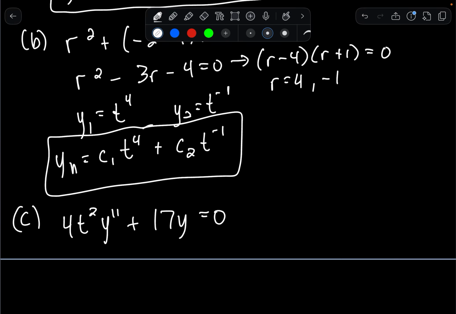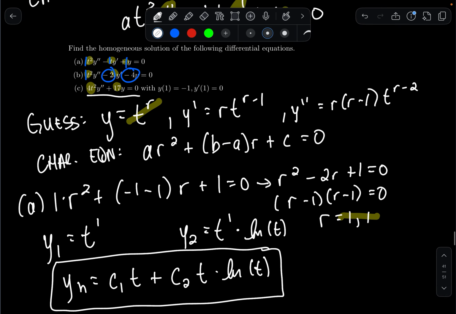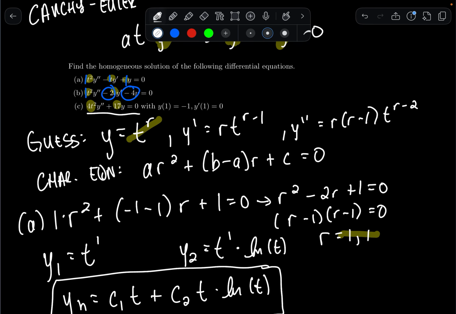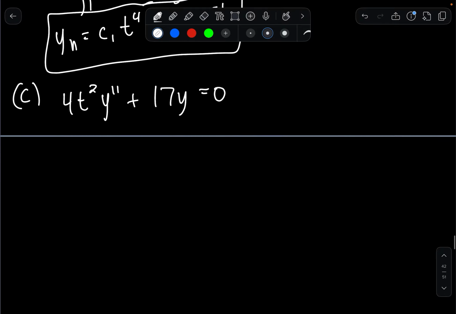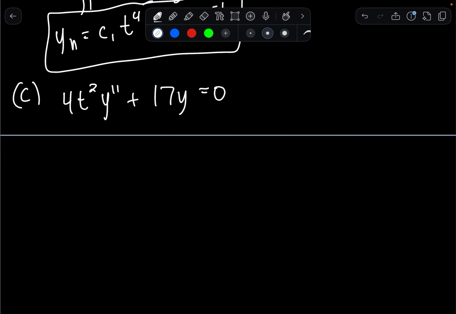And we also have some initial conditions. I'm not going to write these down just yet, but these initial conditions are going to allow us to find the values of the constants in the homogeneous solution. So we'll come back to those once we have our homogeneous solution. So this is again Cauchy-Euler, and also note that there is no b value here.